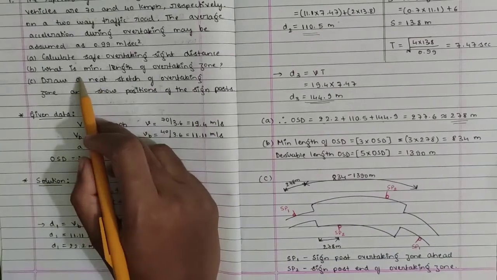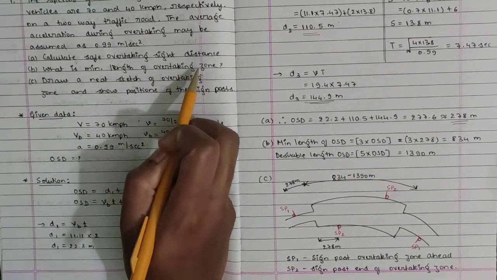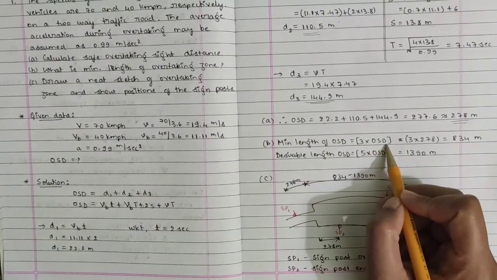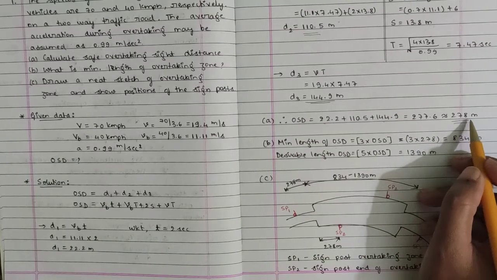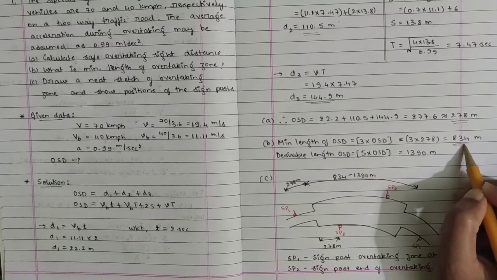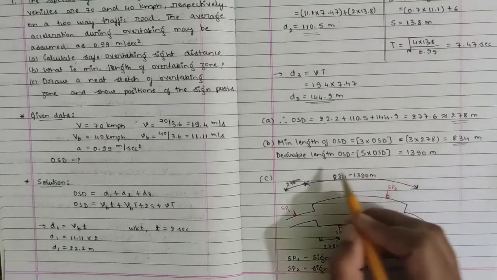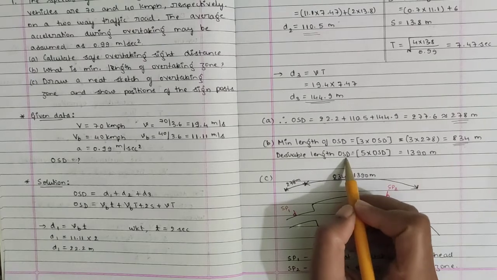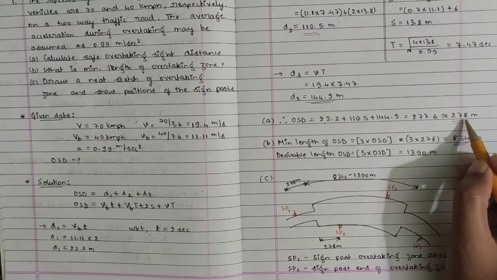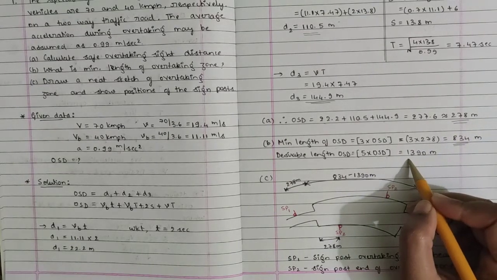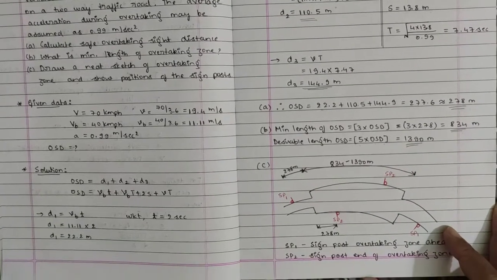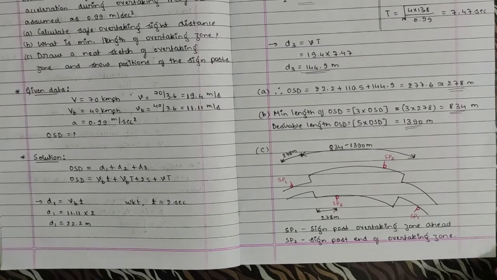Now next, what we have to find out is the minimum length of overtaking zone. The minimum length of overtaking zone is thrice the overtaking side distance. So you multiply the overtaking side distance by 3, then you will get the resultant as 834 meter. After finding this, you will also find the desirable length of overtaking zone. It is 5 times the overtaking side distance. So you will multiply 278 by 5 and you will get 1390 meter.